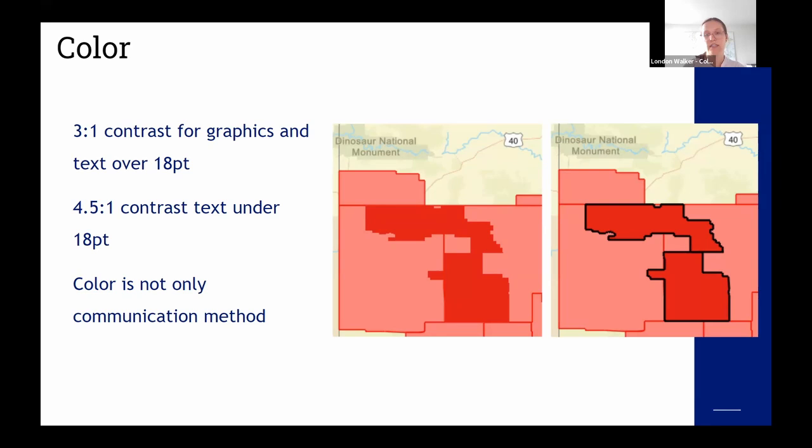To the right of that is another map, and that map has the same features, same layers, and the bottom layer still has the light red fill and a dark red outline, but the layer on top has a dark black outline. So now you can easily see the difference between the layers. Color should also not be the only communication method. Include patterns, labels, and shapes. We'll go over an example of why this is important.